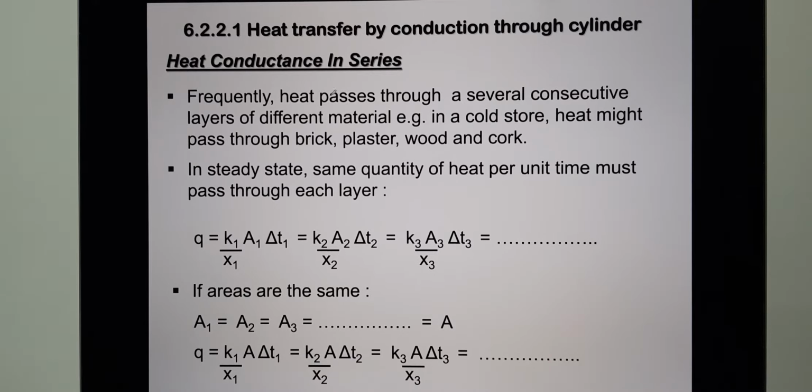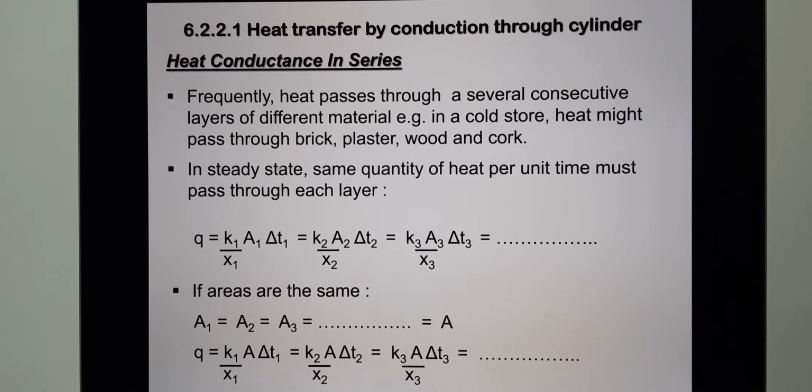So frequently, heat will pass through several consecutive layers of different material. For example, in cold store, the heat might pass through brick, plaster, wood and cork. This is the built-up material for the cold store because it must make sure that the temperature inside of the chiller room is cold. So that's why it needs to have several layers of material.